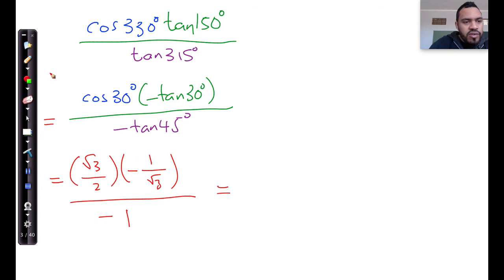And now I say overall I've got negative divided by negative, which must give me a positive. The root 3 cancels out with the root 3, and I'm left on top with 1 divided by 2, which is 1 over 2, divided by 1. Remember, the positives and the negatives I've already worked out, and my final answer is a half. Okay, so that's the solution to this question.